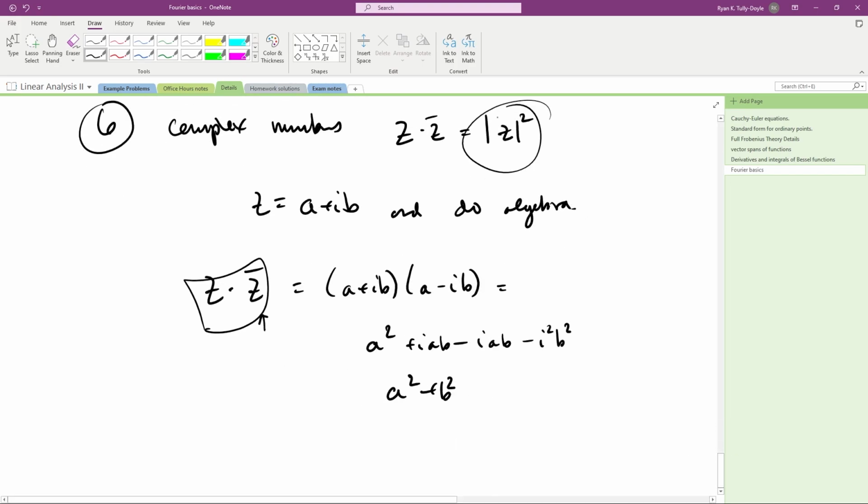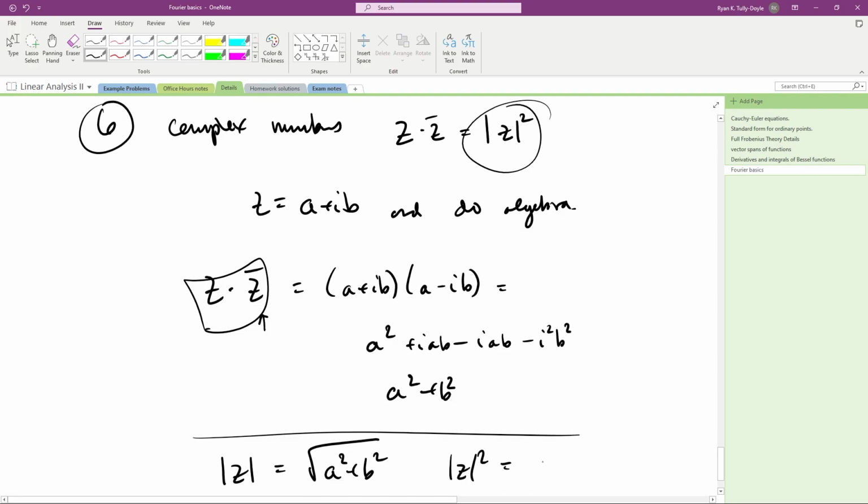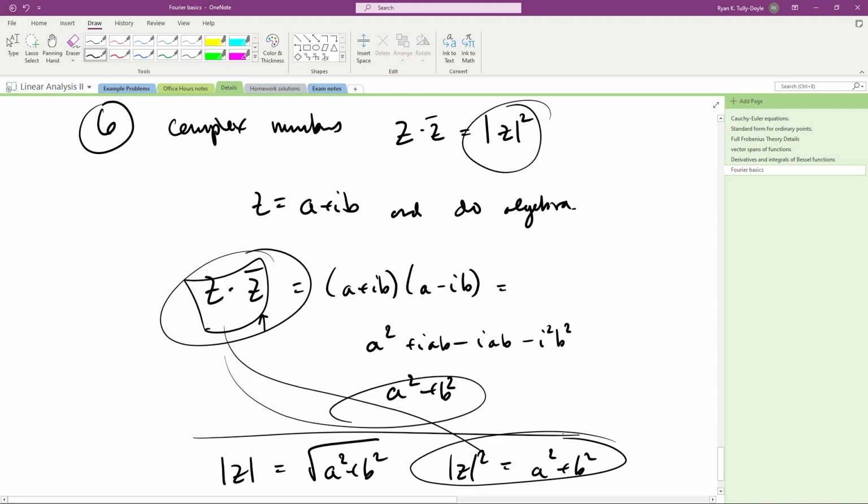How do I compute the absolute value of a complex number? Well, the absolute value of z is equal to the square root of a squared plus b squared. So the absolute value of z squared is a squared plus b squared. So since the absolute value of z squared is equal to that, and z times z bar is equal to this, these two things must be equal. That's the sort of thing I expect you to do in 6a and 6b.